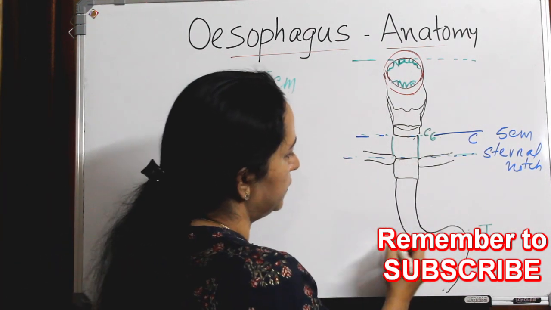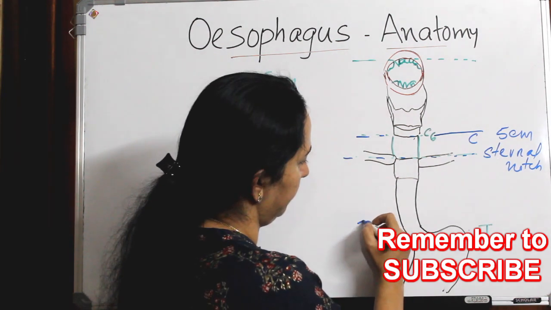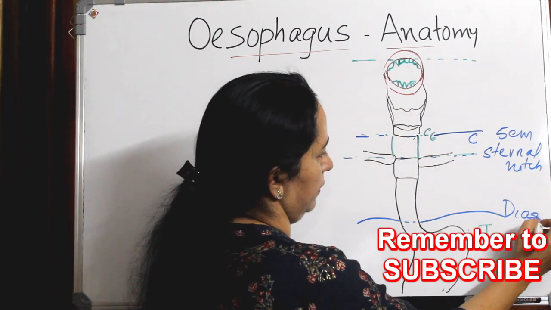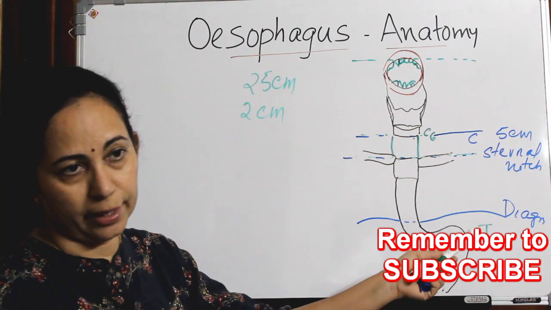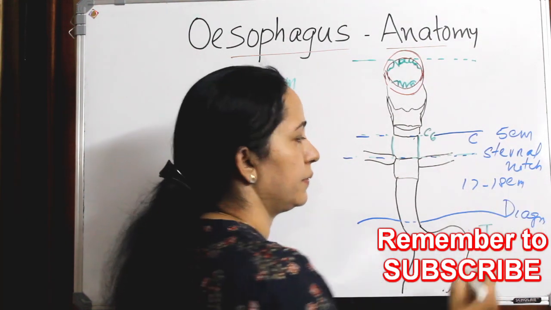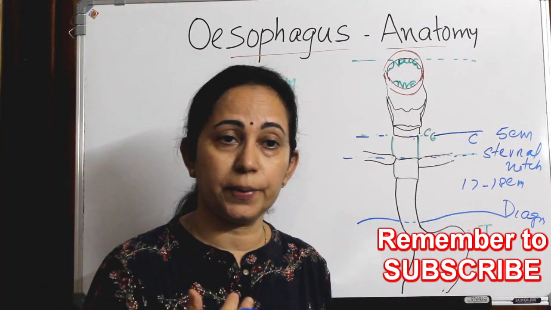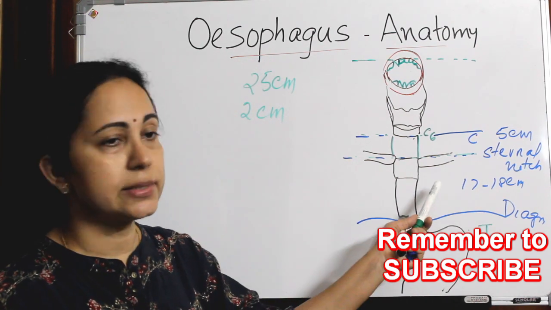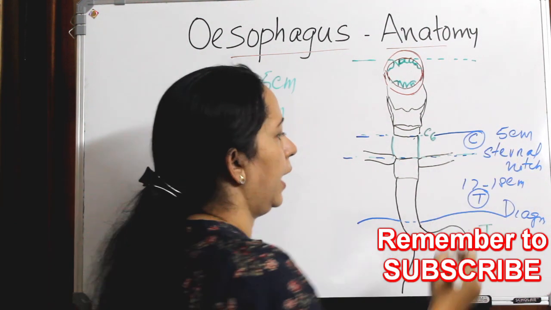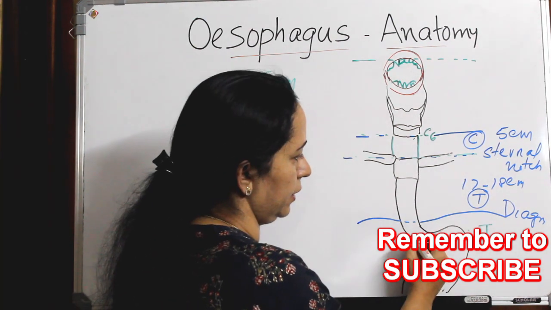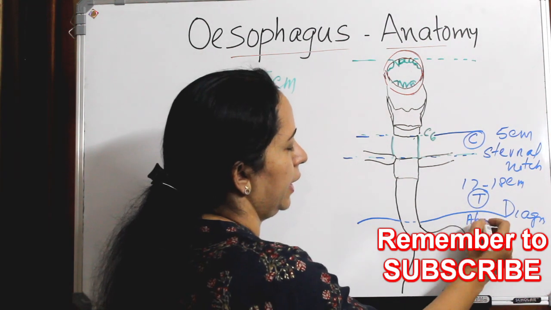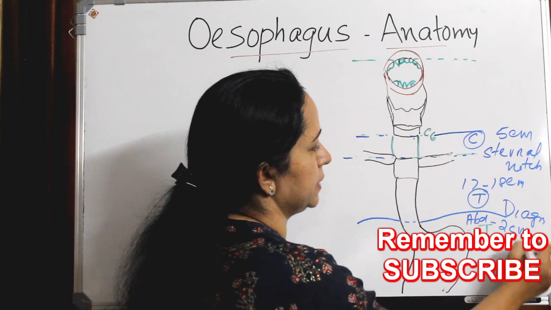Then from the sternal notch up to the diaphragm, it is around 17 to 18 centimeters long. It goes through both the superior as well as the posterior mediastinum, and that is the thoracic part. And from the diaphragm up to the cardiac end, the lower esophageal sphincter, it is the abdominal part, which is around 2 to 3 centimeters.